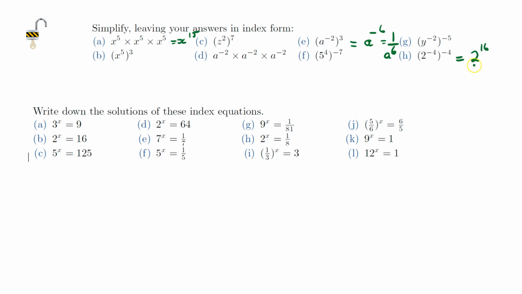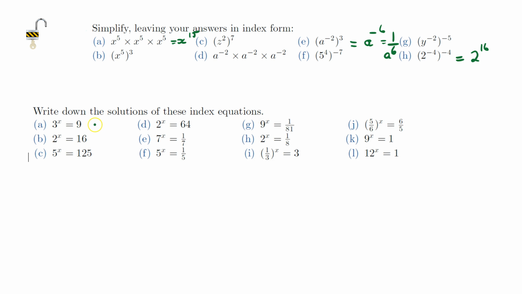Just be careful, it's a temptation sometimes to want to somehow or other multiply the 4 and the 2 together. So just remember, you can't invent your own rules. You have to go with the ones which are there. Index equations are much more likely to turn up.